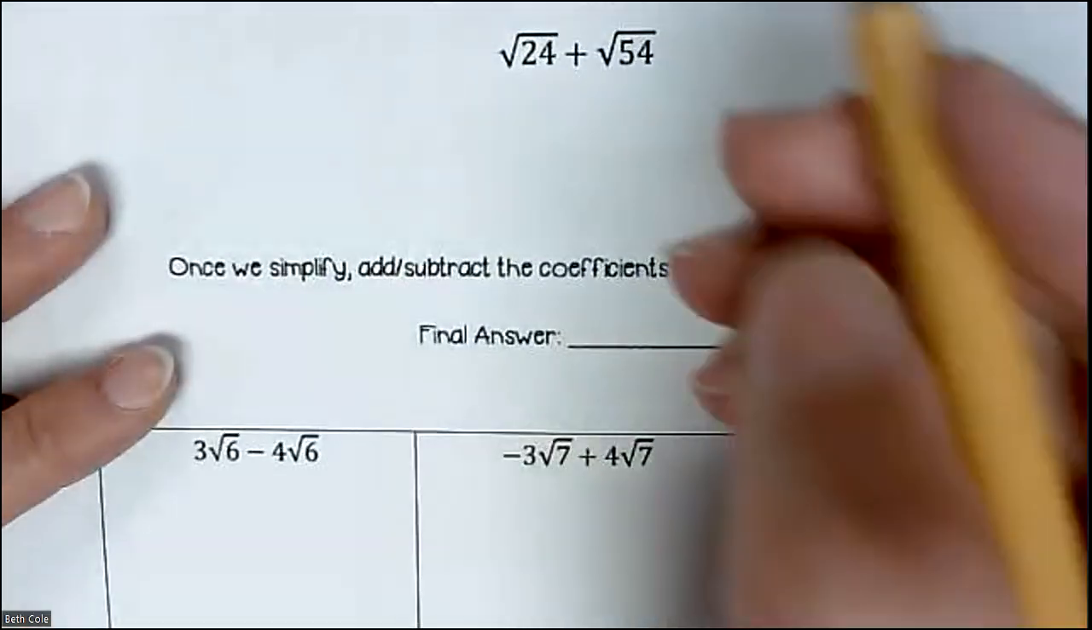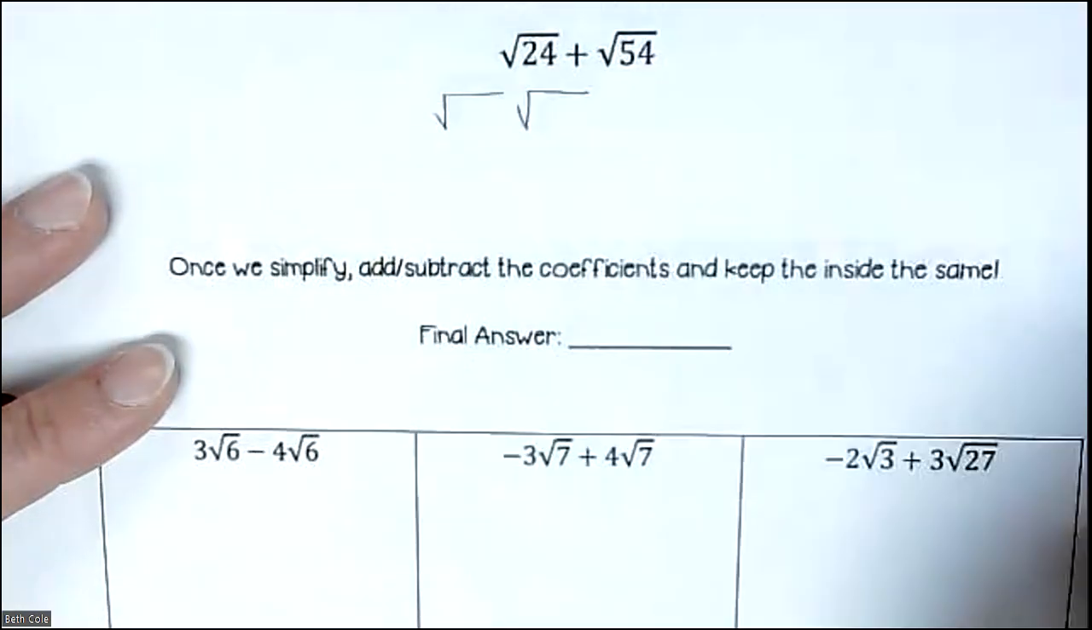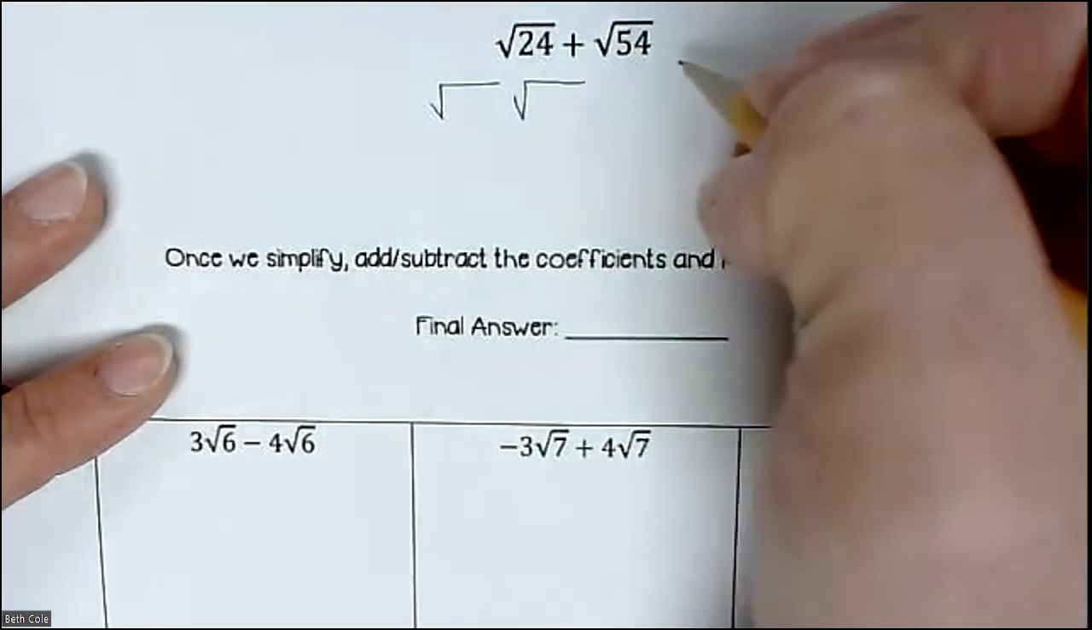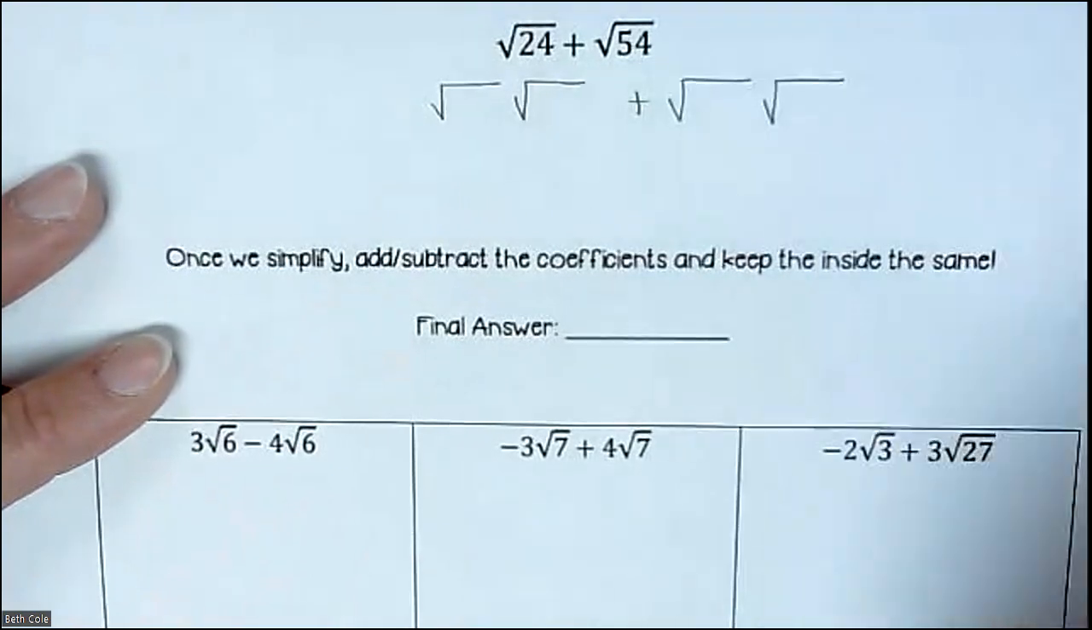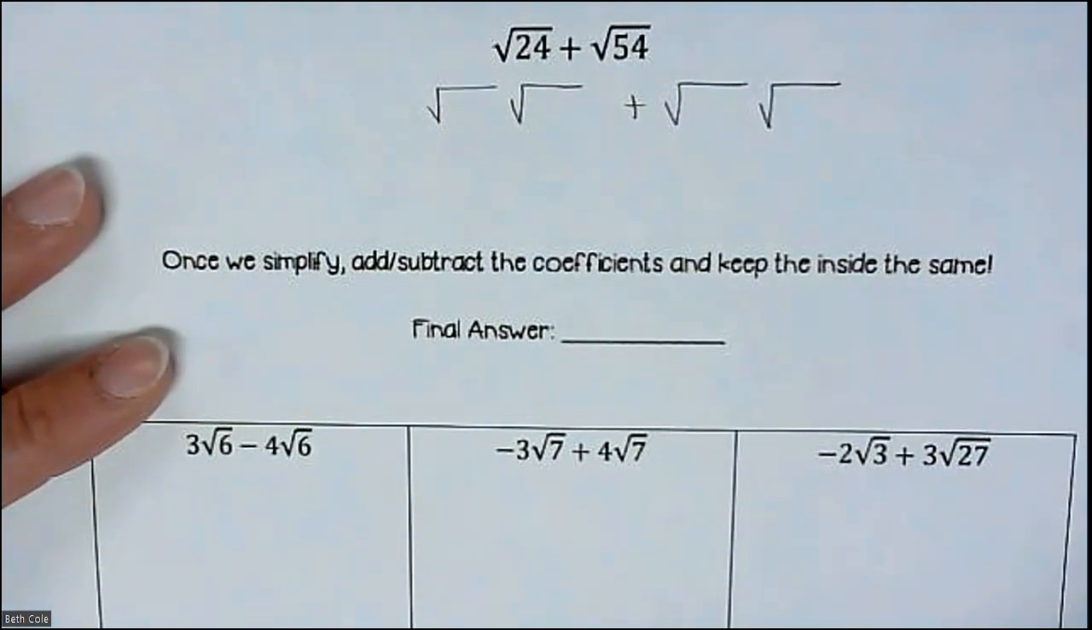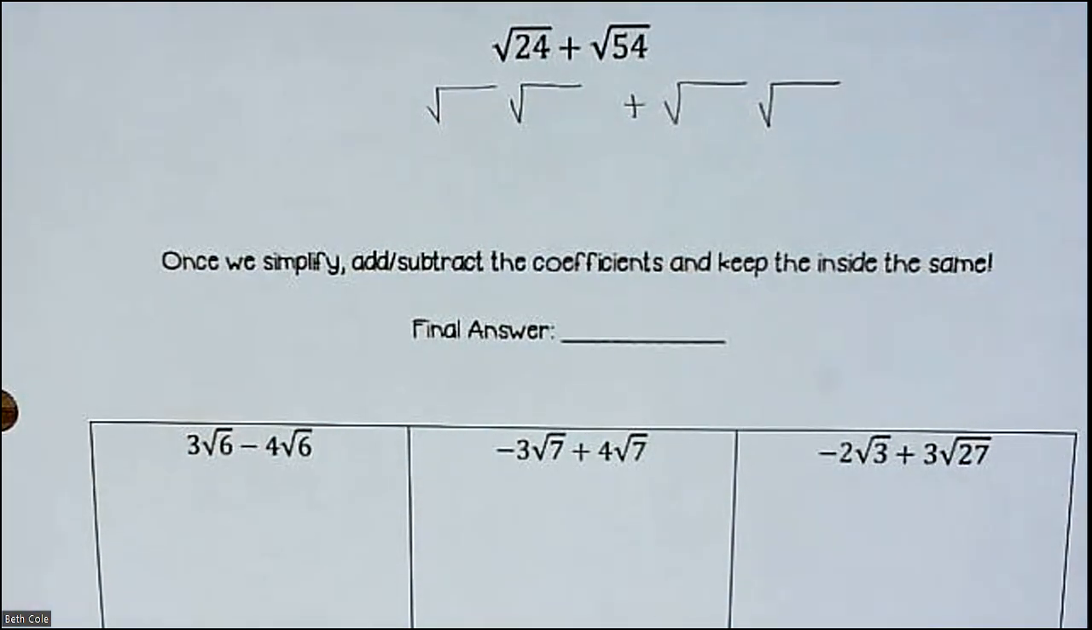Okay, so what you're going to have to do is split them. It's the exact same thing that we've been doing. You're just going to have to do it twice. So you're going to draw two little houses and then a plus sign and then two little houses. We're going to have to do two problems.